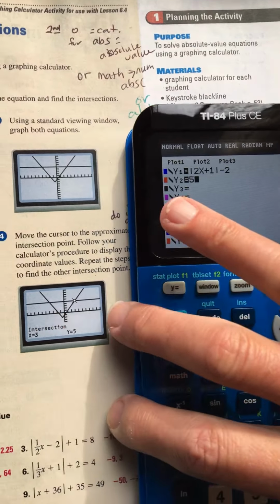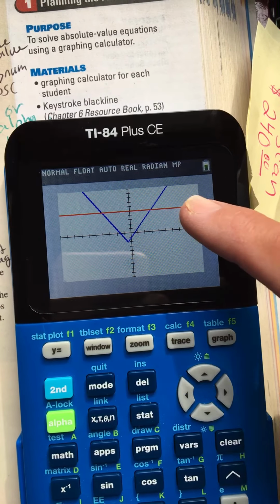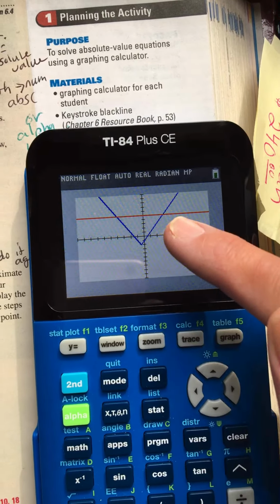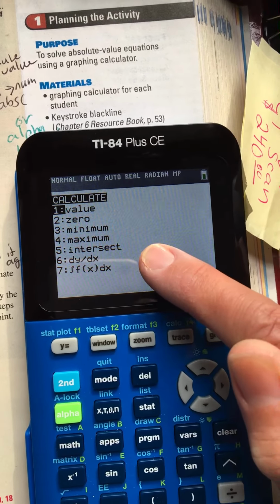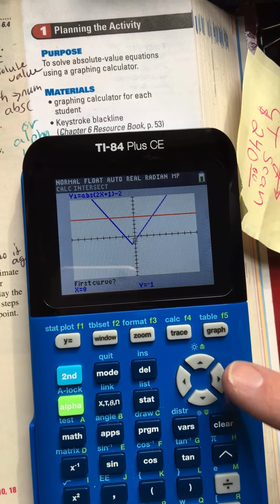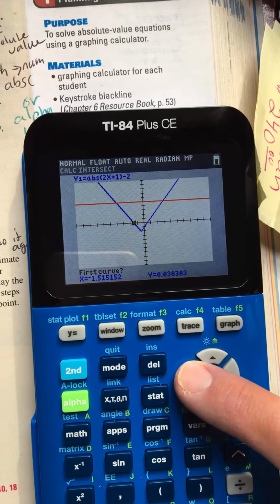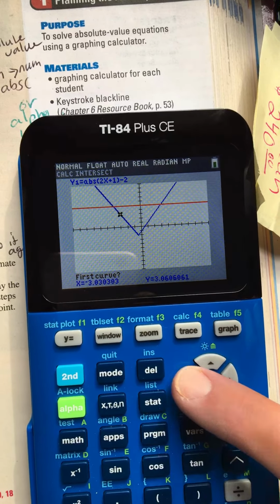All right, so now it says to use a standard viewing window, and the easiest way to do that is to do zoom, and then standard is number 6. Now it graphs it. There's the absolute value, that shape that's always the right angle, and here's what it equals, which is 5. To get the answer I need the intersection. So I'm going to do second trace, intersect, number 5, and I'm going to make my little blinky thing go to where the two lines meet by using these keys here.